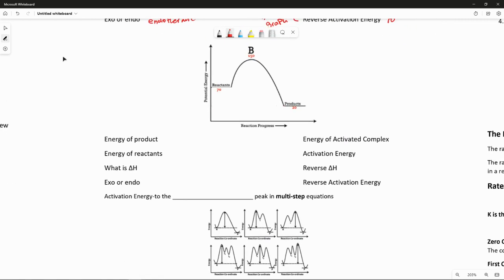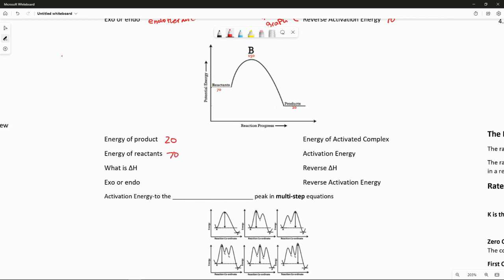All right, same deal here. We're given 8 things to find, and we are given this graph here. So let's take a look. We're given a reactant energy of 70 to start with, our activated complex energy is 150, and the product side energy is going to be 20. So the product side energy is 20, as given. The energy of the reactants, also given, is 70.